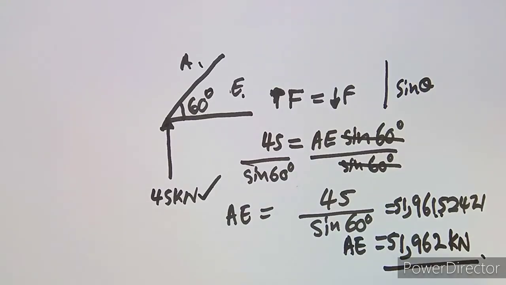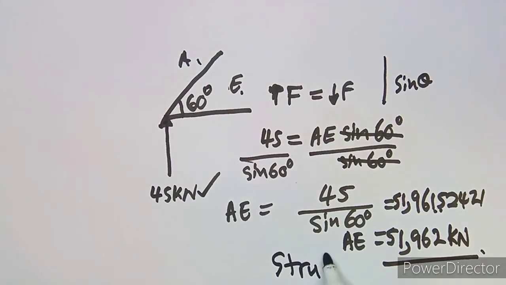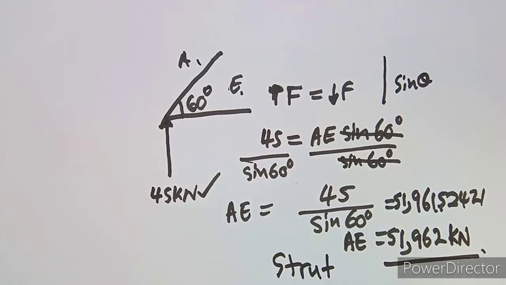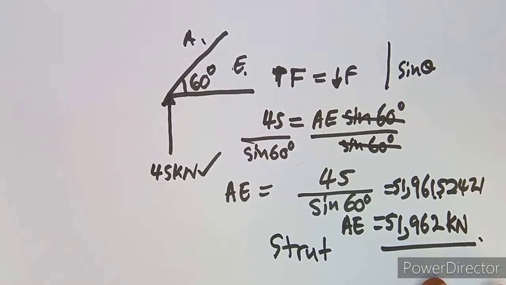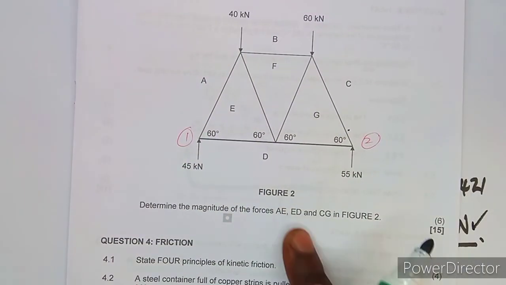Okay, so we are not asked to determine the nature of that AE, but we know that this AE is a strut. This AE is going to give us a strut. Sometimes they might ask you to give the condition of that, but here we are not asked to give that condition. That is why we are just determining the magnitude. All right, so let's move on to ED.